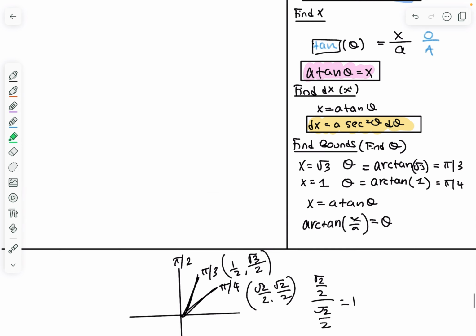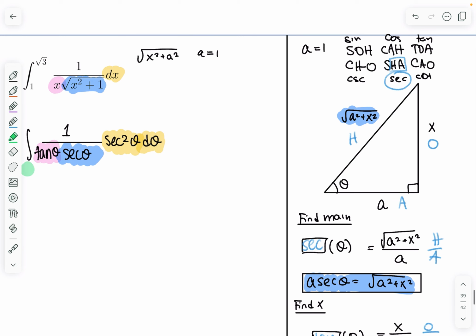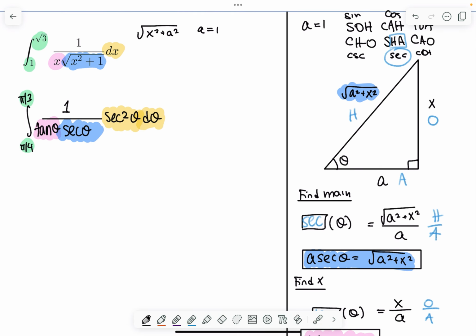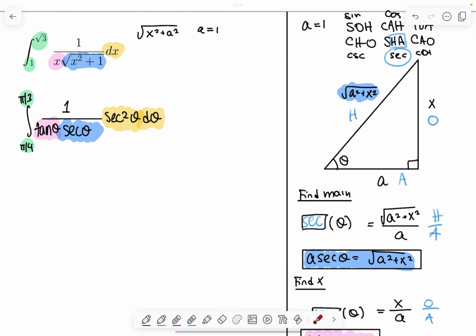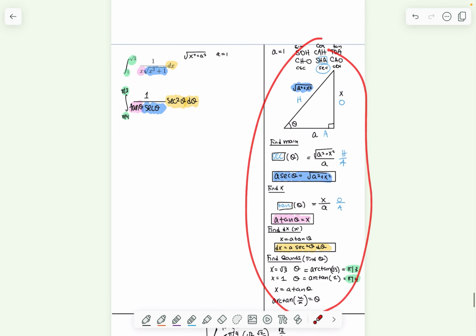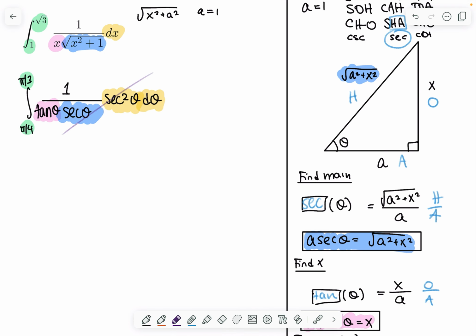So we have that theta is equal to pi over 3 and pi over 4, so I'm going to go ahead and plug those in. All right, and now we have our integral all in terms of theta. Isn't that beautiful? So all this work was just to get everything in terms of theta. Now we're actually going to solve the integral. First thing I see is that one of the secants can go away. 1 tangent of theta, and then we still have a secant theta.